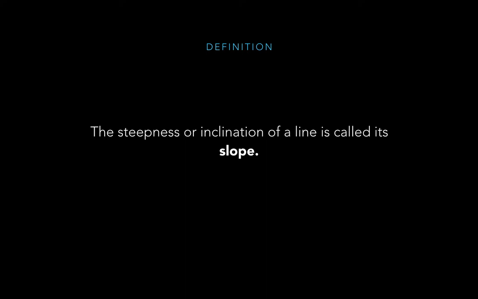The steepness, or you could say the inclination of a line, is called its slope. Slope is how steep or how inclined a line is. And m is usually the variable we use to represent slope. Slope is the rise over the run, or delta y over delta x. Delta meaning change. The change in y over the change in x. So to find the change, it would just be the difference of your y's divided by the difference of your x's.